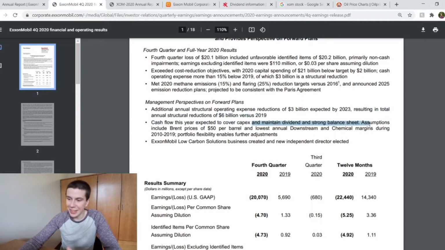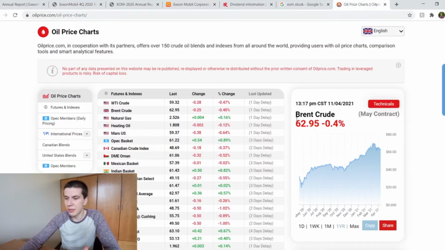So that's interesting just to look at that minute little wording, but they also say that these assumptions include the Brent prices of oil stay at $50 per barrel or higher. So that's definitely something that affects their business, is the prices of oil. So I actually looked that up, and the current price of the Brent oil index, or whatever you want to call it, is around $63.